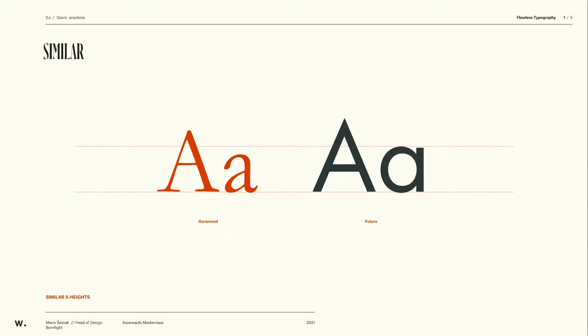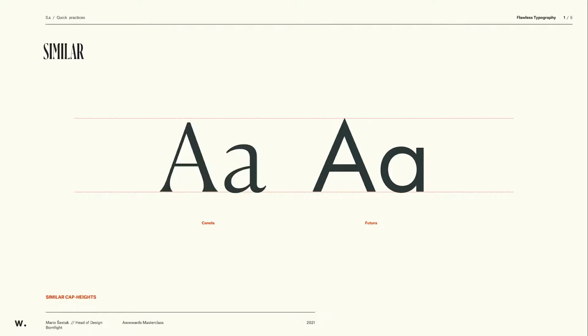Start by looking at similarities at X height of the same size typefaces. Both of these are set at the same size. This example is no good. The heights are quite different. This is a much better example. The idea is to get as close as possible. In this example, we see a significant difference in height of the letters at the same size, the cap height.